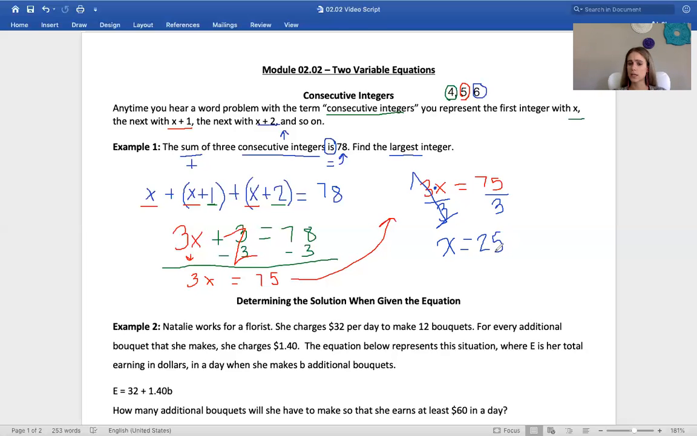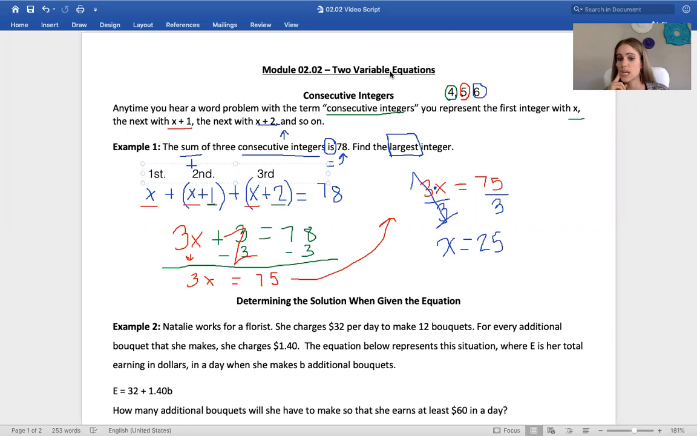Before I move on, even though I have an answer, I found what x equals, let's make sure that we really answered the question. The sum of 3 consecutive integers is 78. Find the largest integer. Well, I found x, but is x the largest integer? No, x is the smallest integer. That is our very first one. So if we want to label this, our x is our first integer, our x plus 1 is our second, and our x plus 2 is our third.